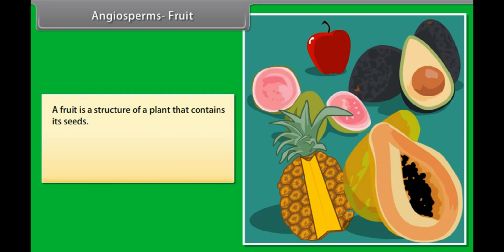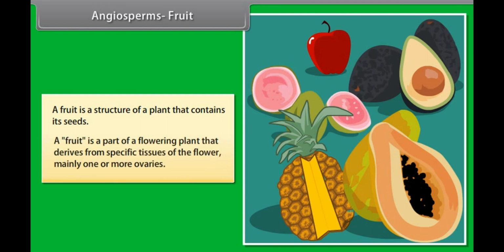Angiosperms: Fruit. A fruit is a structure of a plant that contains its seeds. A fruit is a part of a flowering plant that derives from specific tissues of the flower, mainly 1 or more ovaries.